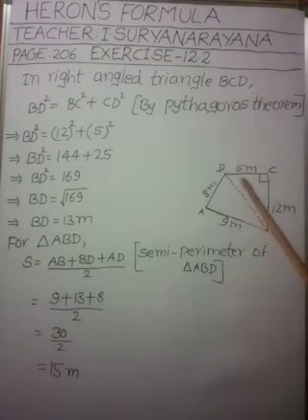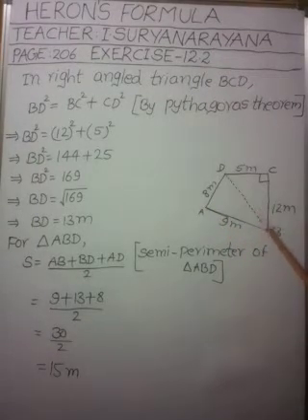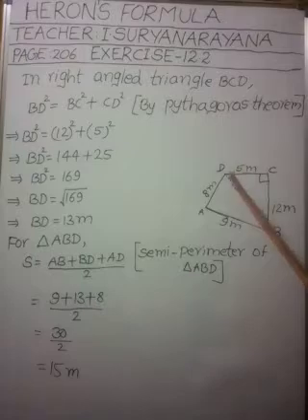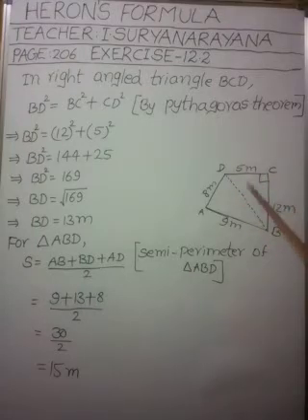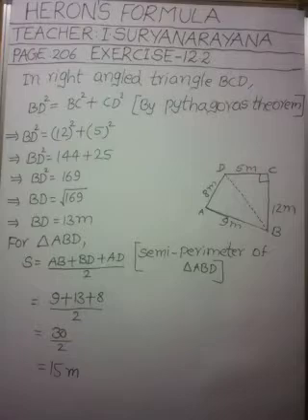Then what should we do? We have to find the length of the third side. We already have the lengths of the two sides. Now we have to find the length of BD in this triangle ABD. So to find the length of line segment BD, we are taking the right angle triangle BCD. With the help of the right angle triangle BCD, we find the length of BD. Understood?